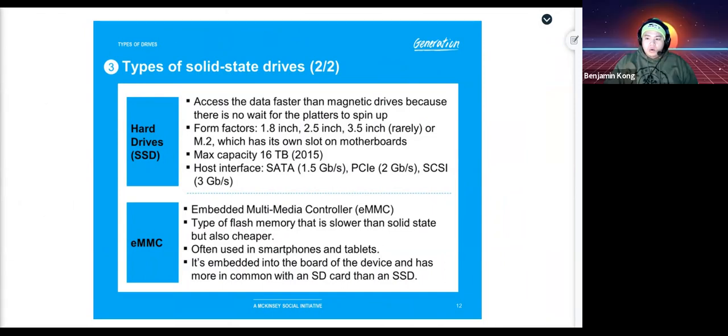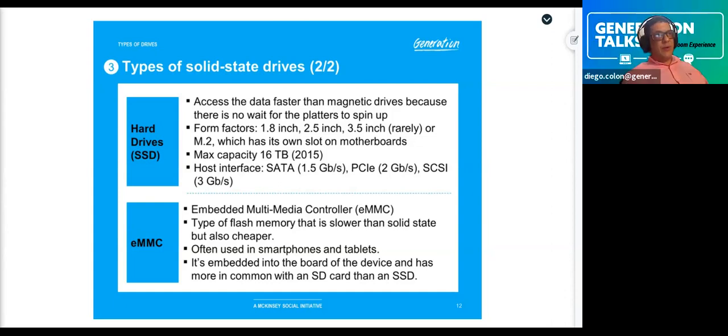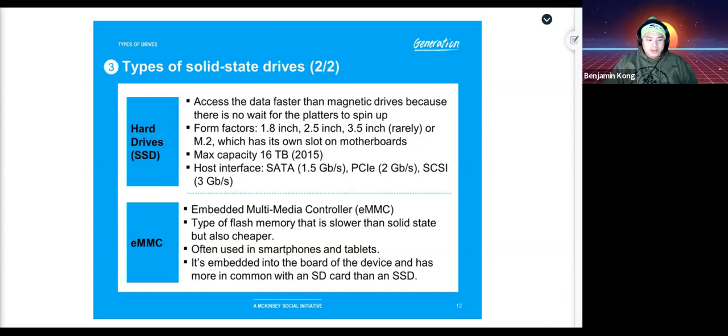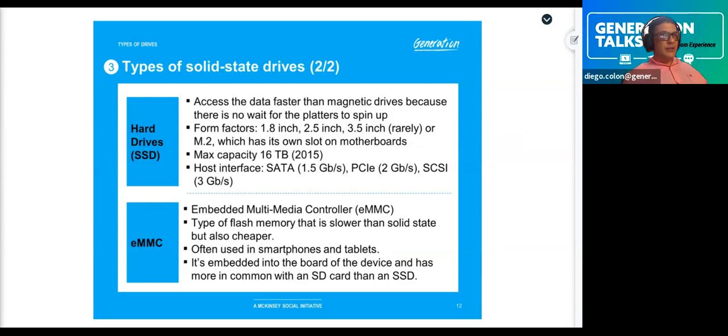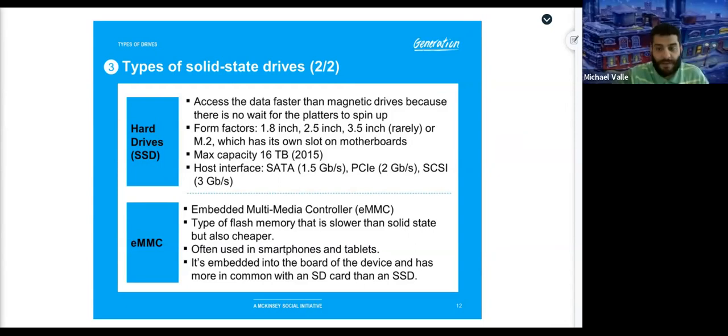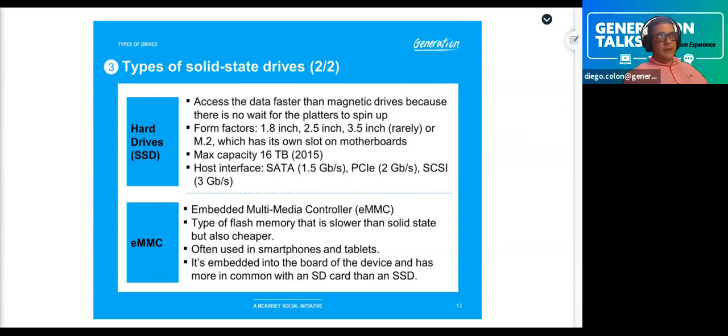PATA is like the old school one, I believe. What does PATA stand for? I forget. Parallel, okay. And the other one is SATA, which is serial. Serial Advanced Technology Attachment. Okay.